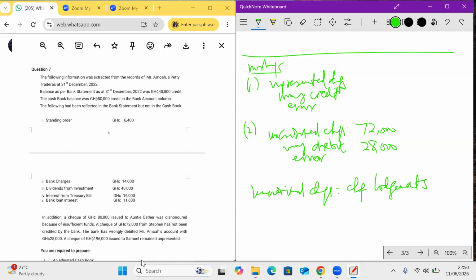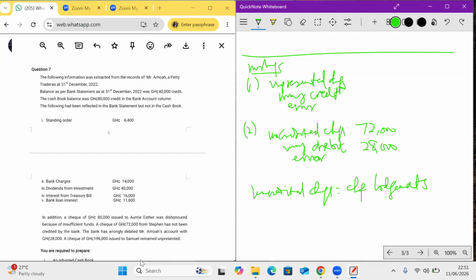28,000. It says a check from Mr. Seven has not been credited. Uncredited. The bank has wrongly debited. Wrong debits. Oh, okay. And you want to go and say different thing. Continue. A check of 19600 issued to Samuel remained unpresented.